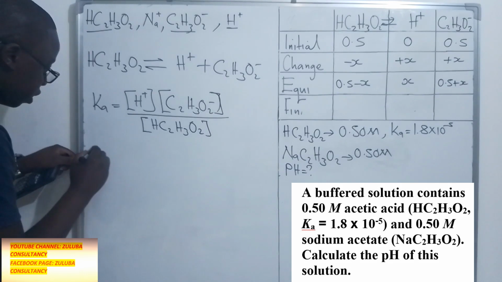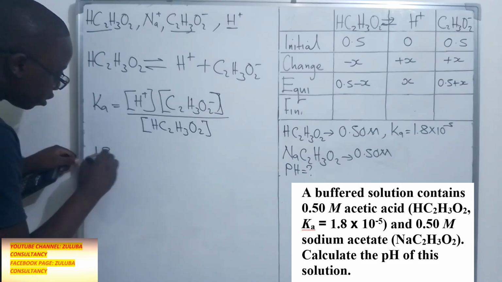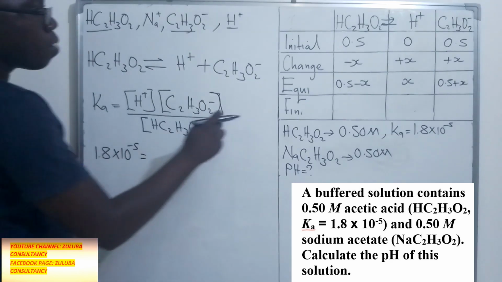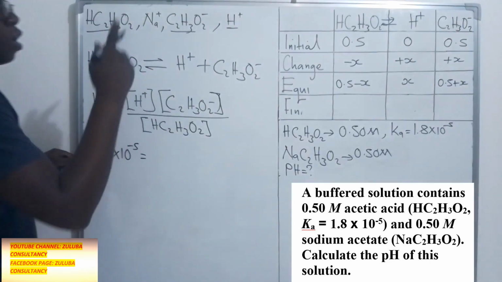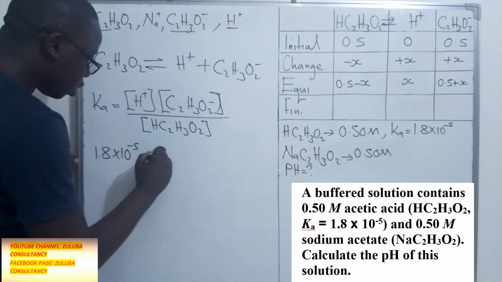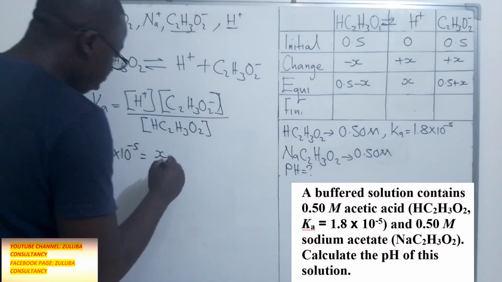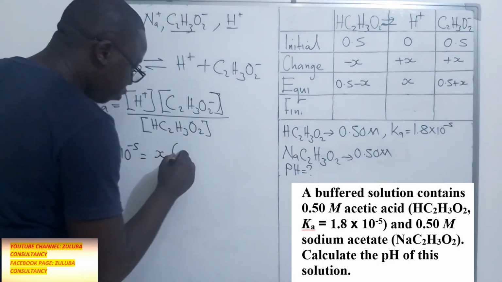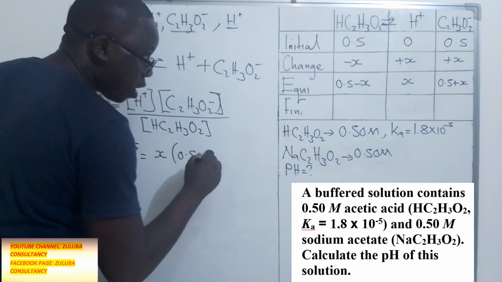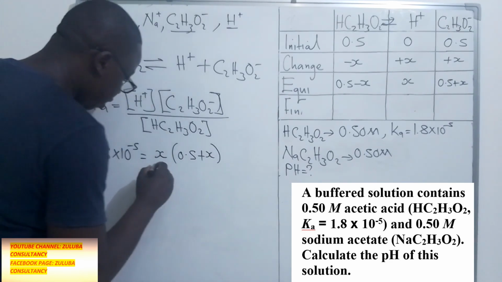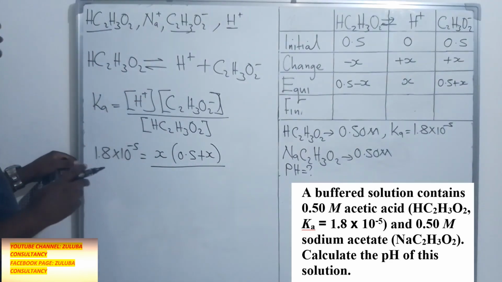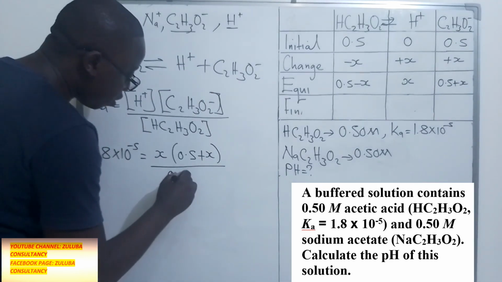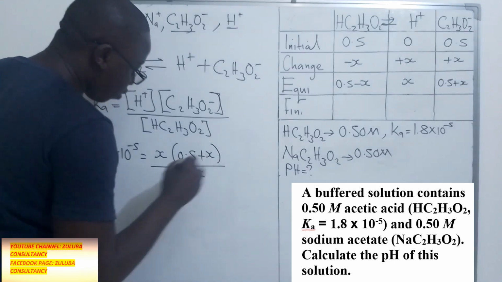So Ka we have, it is 1.8 times 10 to the power negative 5 is equal to, at equilibrium we are saying the value for the hydrogen ions concentration should be x. Then this is multiplied by the value of the negative ions, which should be 0.5 plus x. This is divided by the concentration of the weak acid, which is 0.5 minus x.